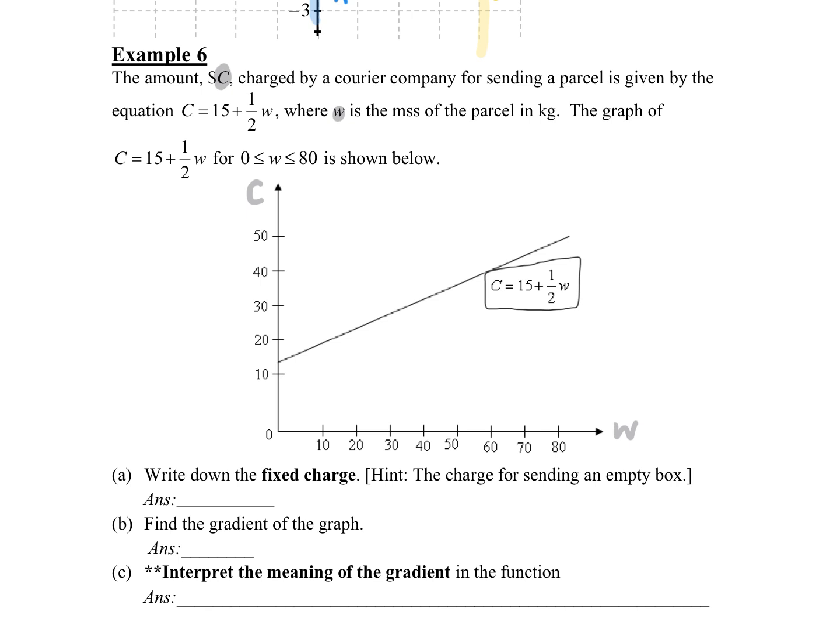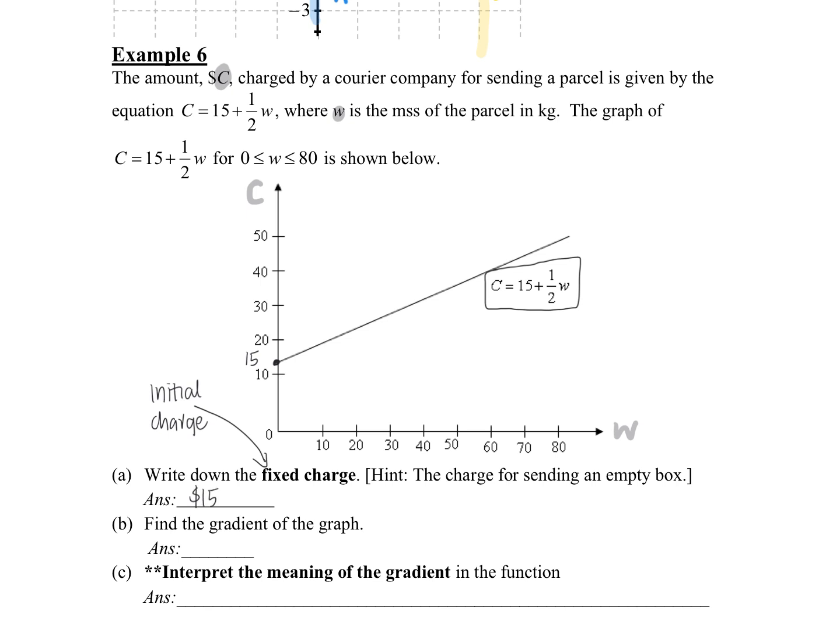So they say write down the fixed charge. Meaning, if I haven't started weighing my parcel, the moment I want to engage the service of SingPost, for example, I need to pay them $15 first. So fixed charge is the initial charge. Just like when you go onto the taxi, they haven't moved, and they charge you $3.20. So that is the initial charge. In this case, this is the 15 that they mean. So it's $15.